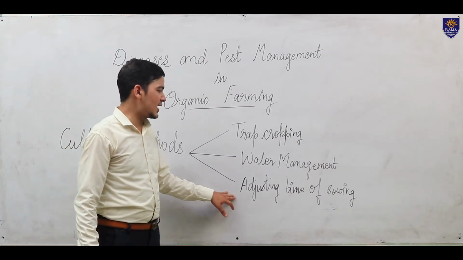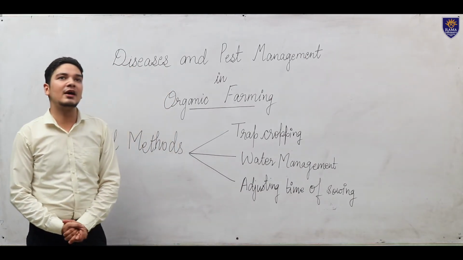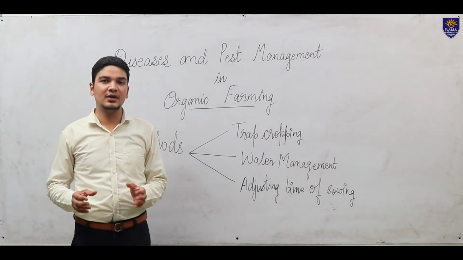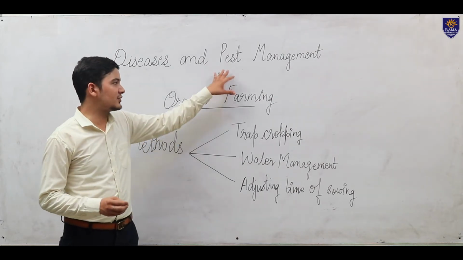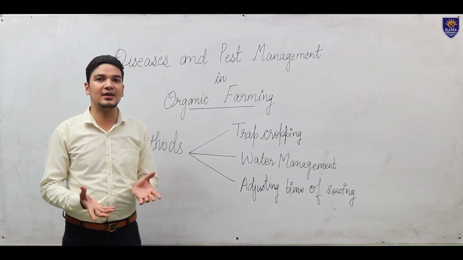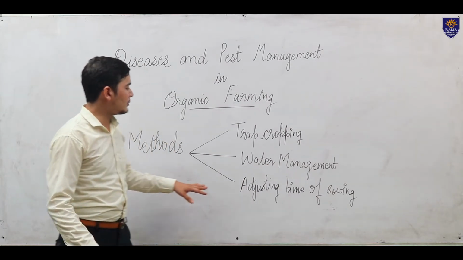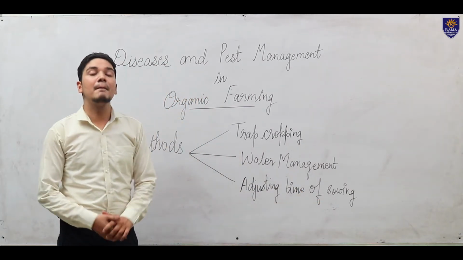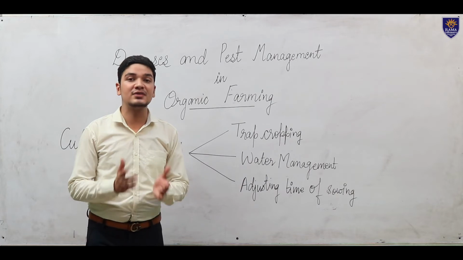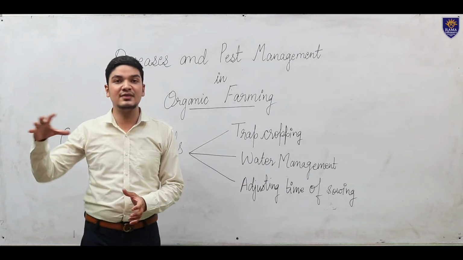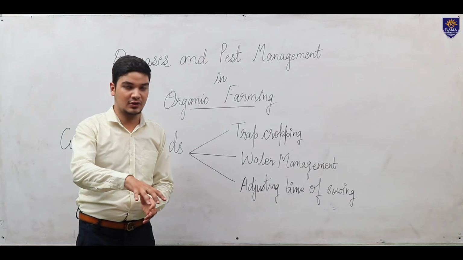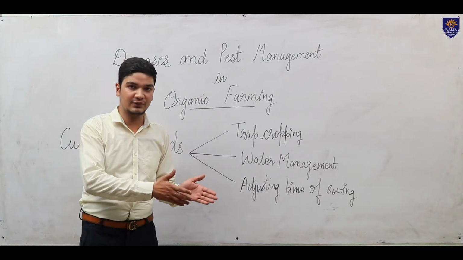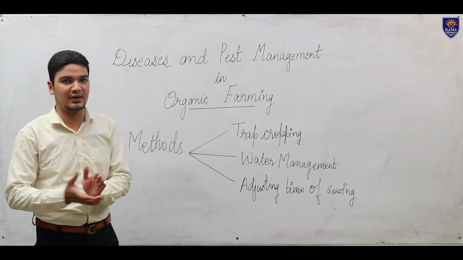The last one is adjusting the time of sowing. Basically we have to notice whether it is the time of a specific infestation of the pest or a specific sporadic disease, anything can happen. So when we are discussing adjusting the time of sowing, we are managing our time of sowing in such a way that whenever the insect infestation attacks our crop, that time can be skipped, either 15 days before that infestation or 15 days after that infestation.